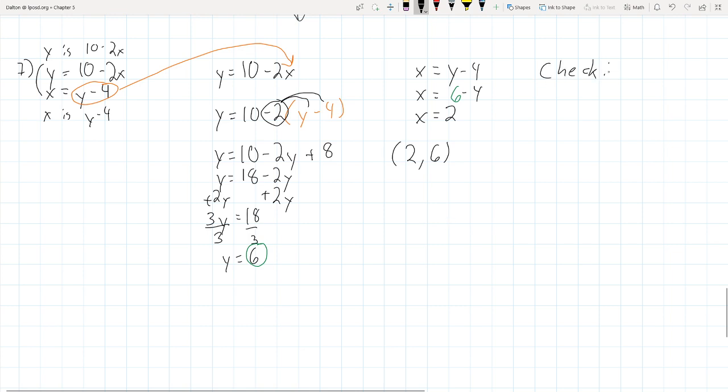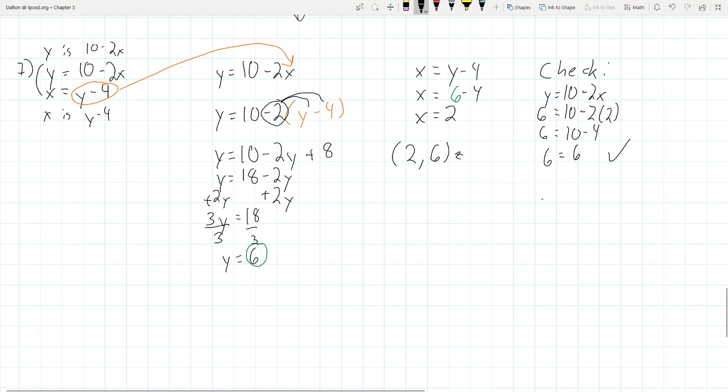Now, a good practice to get into is to always check, because sometimes you do this all right and it actually doesn't work, and we'll get into that in a little bit. So whenever we do this, we're going to plug things in. I'm going to start with y equals 10 minus 2x. So y is 6 equals 10 minus 2 times 2. I got that from this equation that we had right here. So 6 equals 10 minus 4. 6 equals 6. Yay, it works.